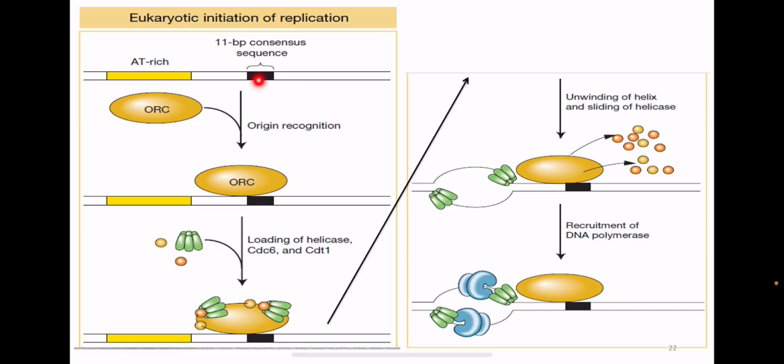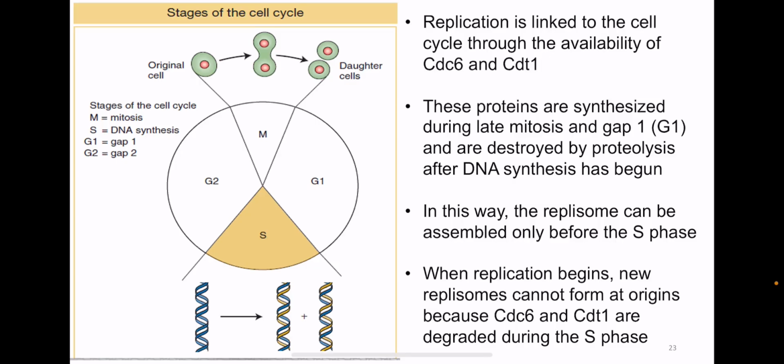This is the origin of replication. The ORC comes in and binds the origin, and after binding, Cdc6 and Cdt1 come in. When they come in, they recruit the helicase and other polymerases. So the helicase will start unwinding, and the polymerase will come in and start synthesizing. Before this, the replisome is not assembled, but here you realize the replisome is now assembled.